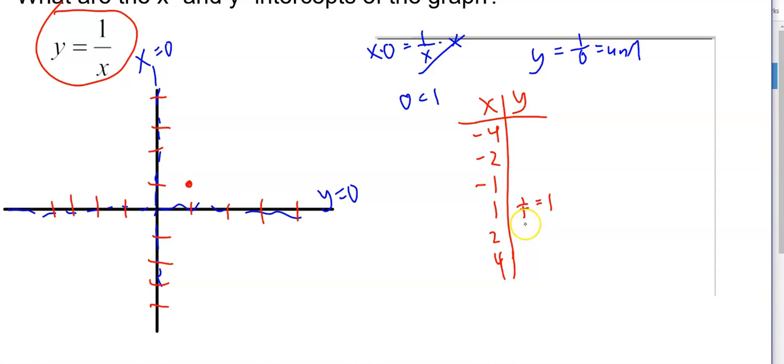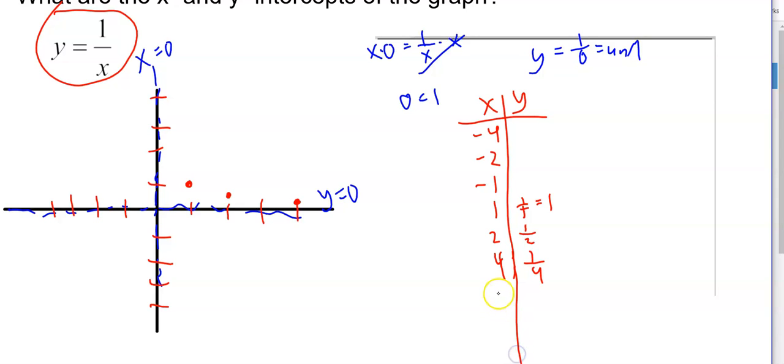If I plug in 2 here, that'd be 1 over 2, which is 1/2. So 2 comma 1/2 is right about here. This would be 1 over 4, so 4 comma 1/4, right about here, getting closer to that line. I think we need to plug in a couple more points.